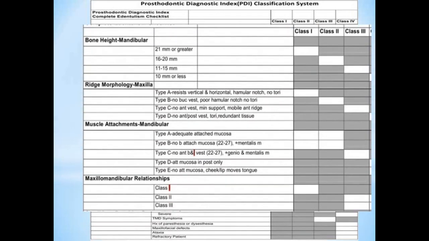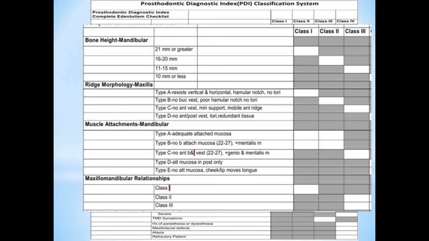So the mandibular bone height, it is based on 4 types, that is 21 mm or greater, 16 to 20, 11 to 15 mm, and 10 mm or less. So this mandibular bone height is measured at the area of least vertical bone height in an OPG. Now coming to the maxillary ridge morphology, that is also classified into 4 types, that is type A, B, C, and D, based on their resistance to vertical and horizontal forces and the presence of a good hamular notch and presence of tori and so on.